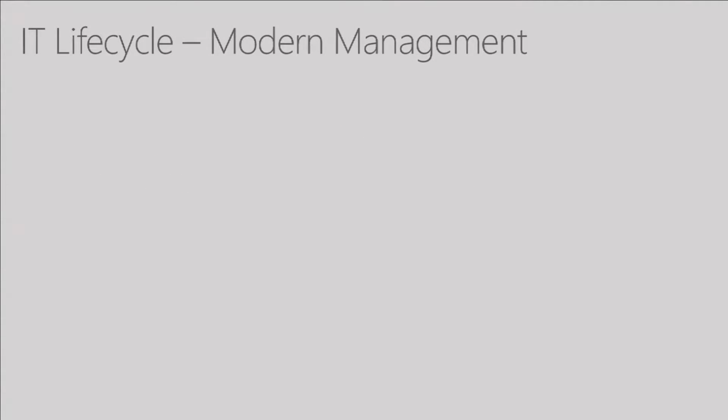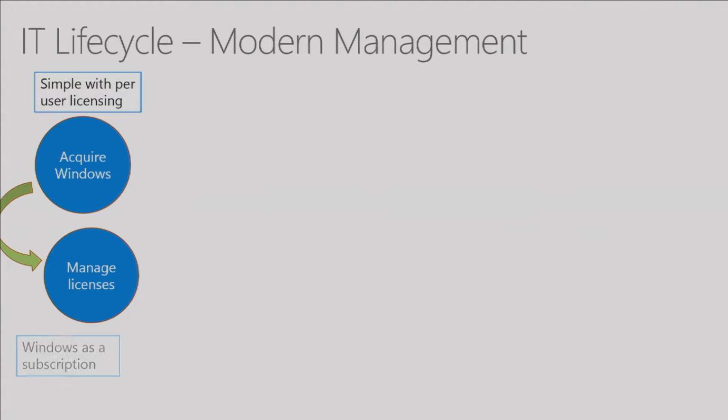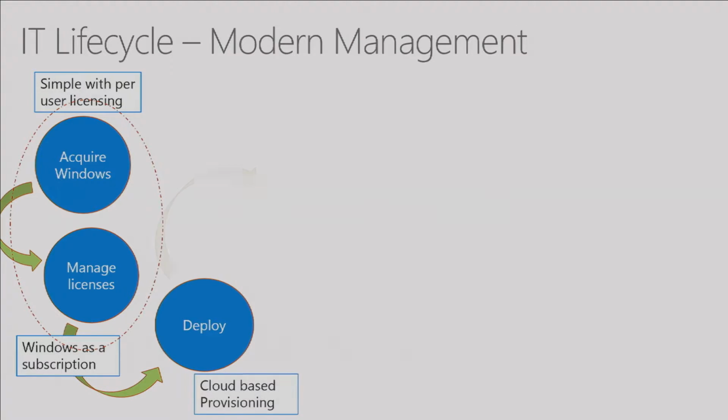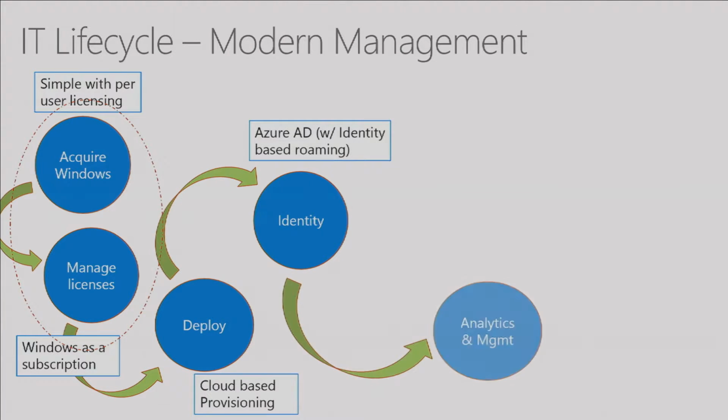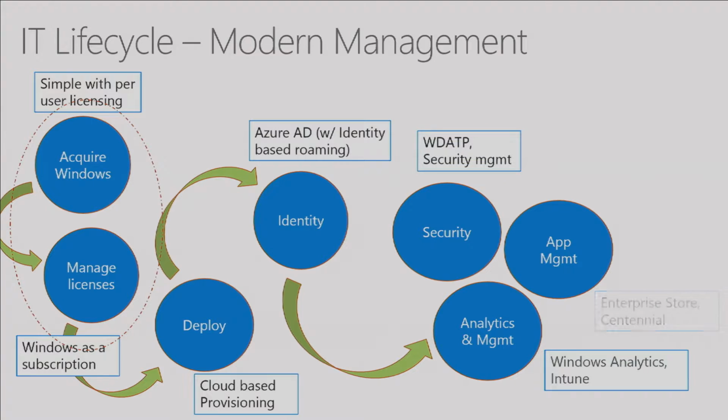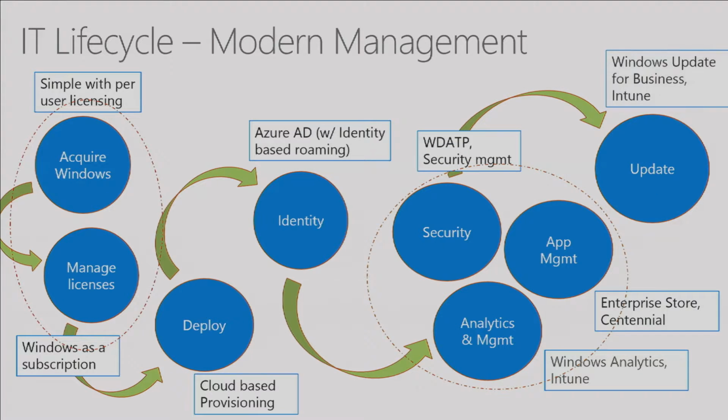So let's take a look at modern management in this IT lifecycle. This is essentially our North Star, where we ultimately want to get to. Simplified user licensing, Windows as a subscription, so you're no longer buying 20,000 seats when you only need 5. For smaller businesses, it's about if I bring one person on board, then I'm paying for that one person. If I bring 20 people on board, I'm paying for those 20 people. This is how we want to package and distribute Windows long term.